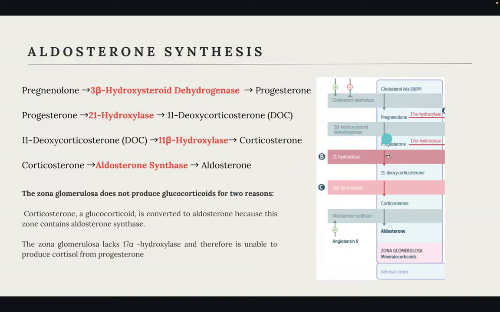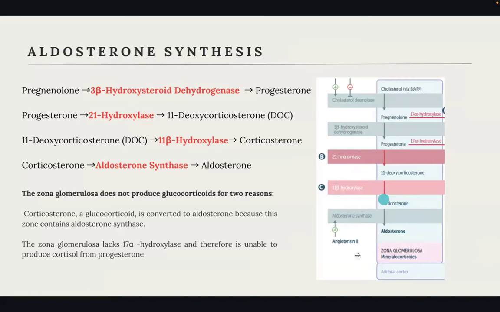Pregnenolone then will become converted into progesterone by 3-beta-hydroxysteroid dehydrogenase. Progesterone into 11-DOC by 21-hydroxylase. We hydroxylated at position 21 or C21, and then 11-DOC will be hydroxylated by 11-beta-hydroxylase to become corticosterone.